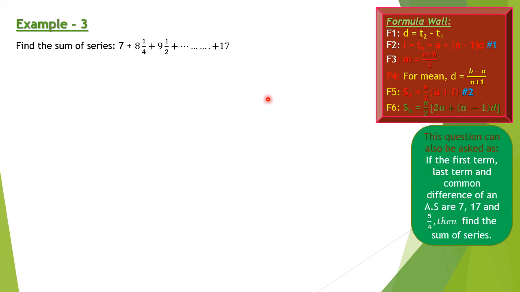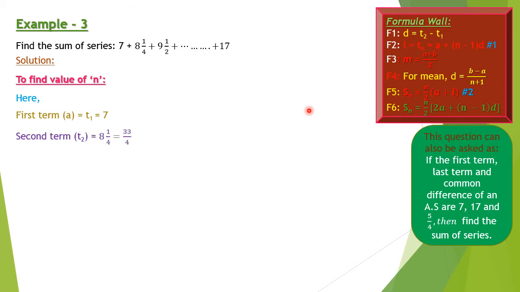Okay, now let's start the solution here. First we have to find the value of n, because whichever formula we are planning to apply, formula 5 or formula 6, we need the value of n. So we have to find the value of n here. Now we have the first term and second term. It's in mixed fraction, so we have converted it to an improper fraction, that is 33 by 4.